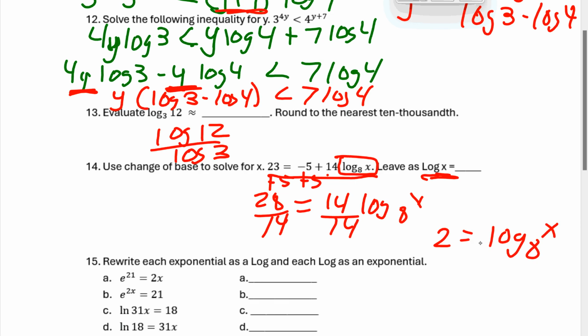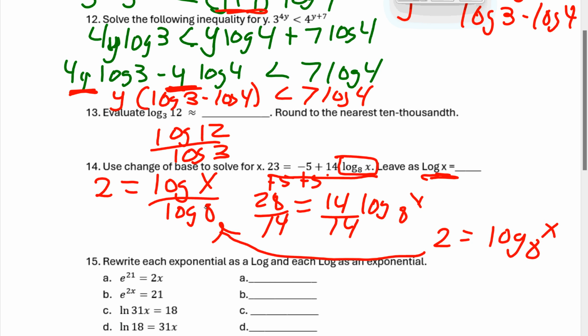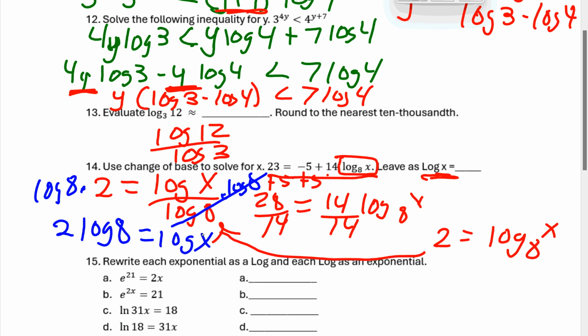Now I want to use the change of base formula. So 2 equals log of x over log of 8. So I'm going to multiply both sides by log of 8. This will cancel out. Multiply this side by log of 8. I'm not taking 8 times 2 because log of 8 is a different number than 8. So I just put the 2 in front of the log, and that equals log of x. So there's my answer, that's in terms of log of x.